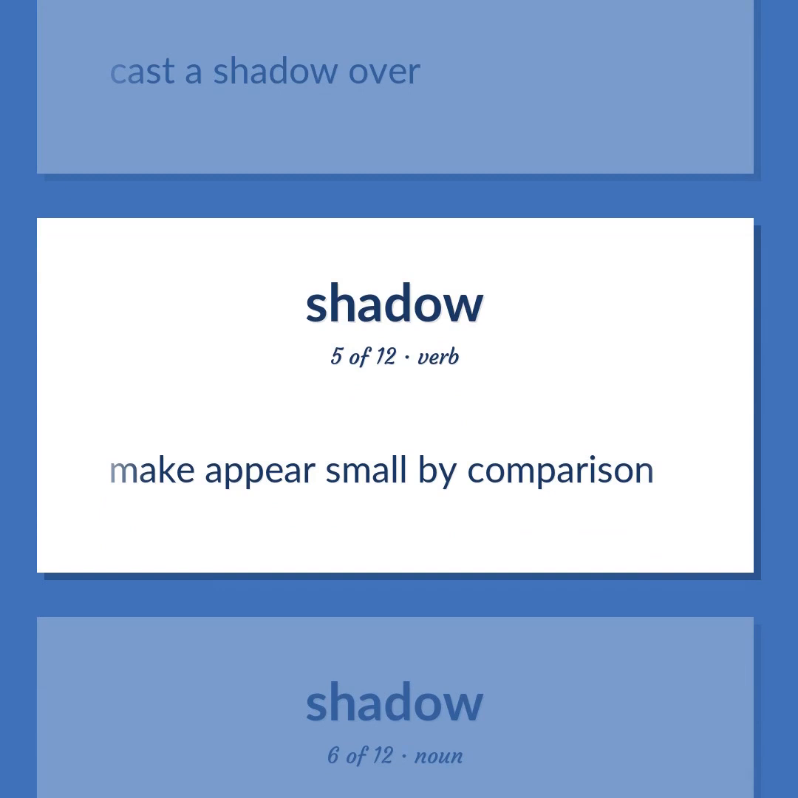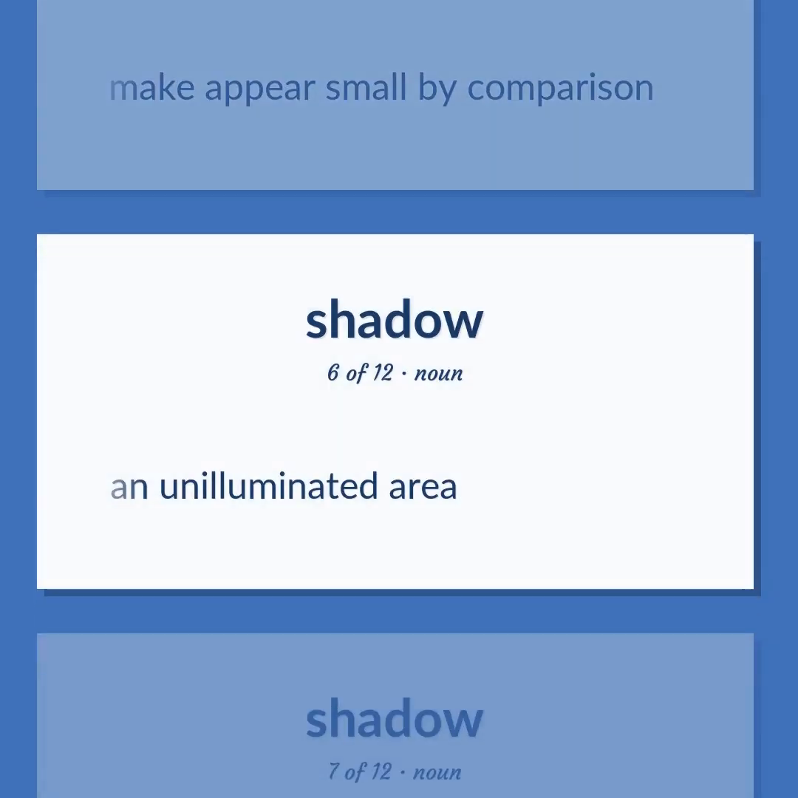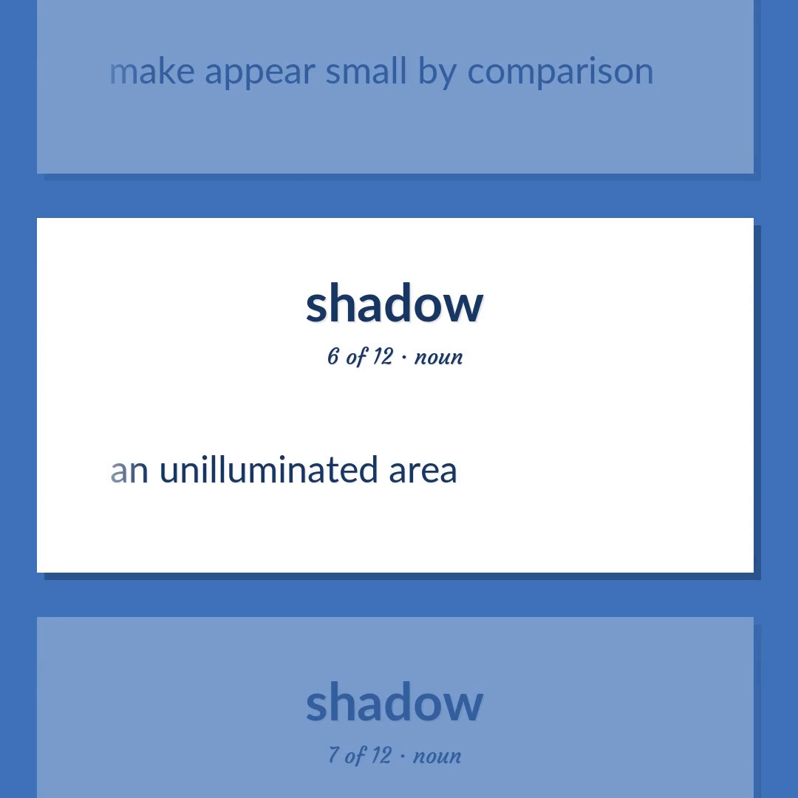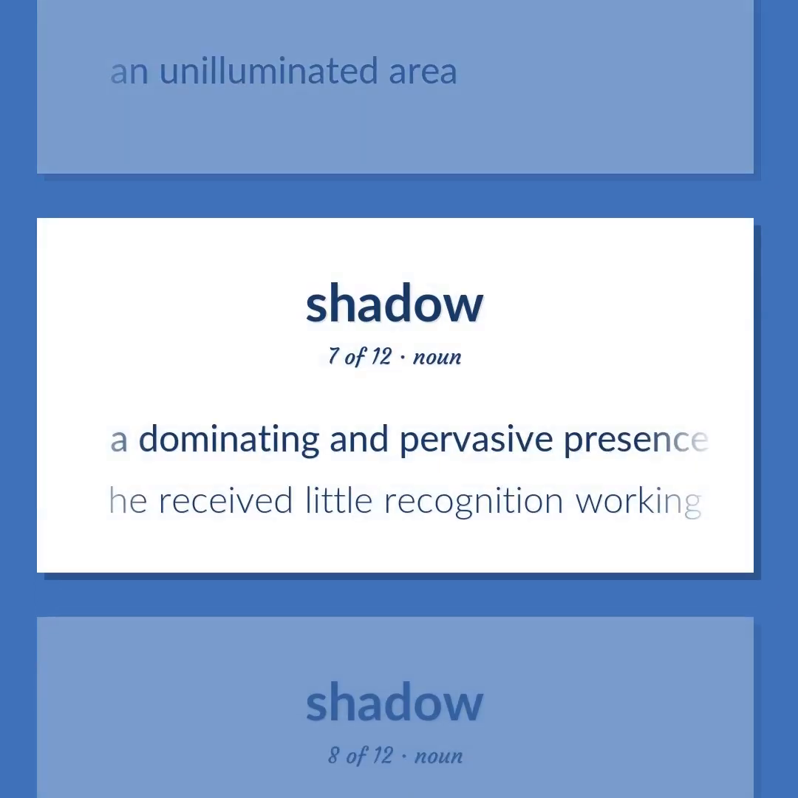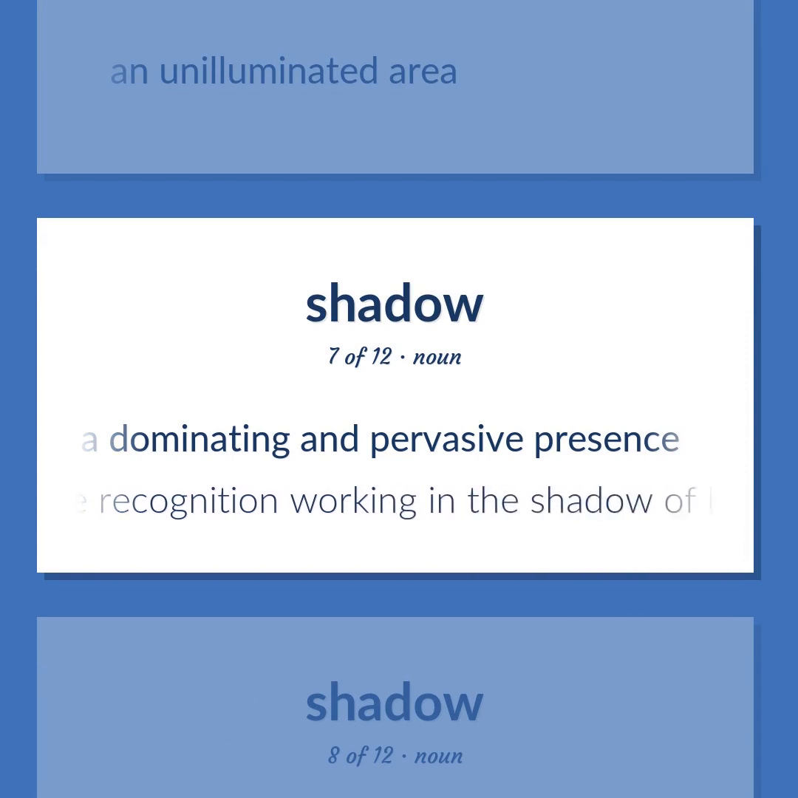Make appear small by comparison. An unilluminated area. A dominating and pervasive presence. He received little recognition working in the shadow of his father.